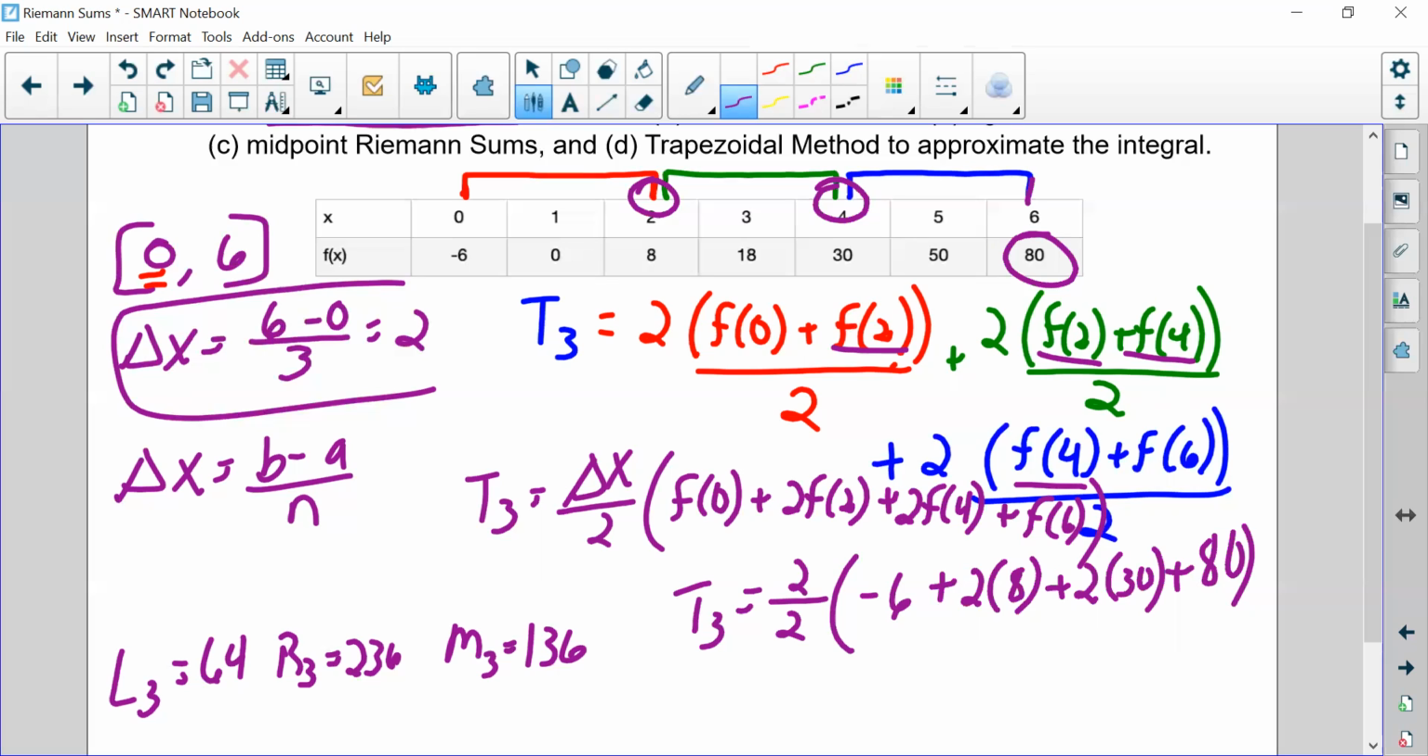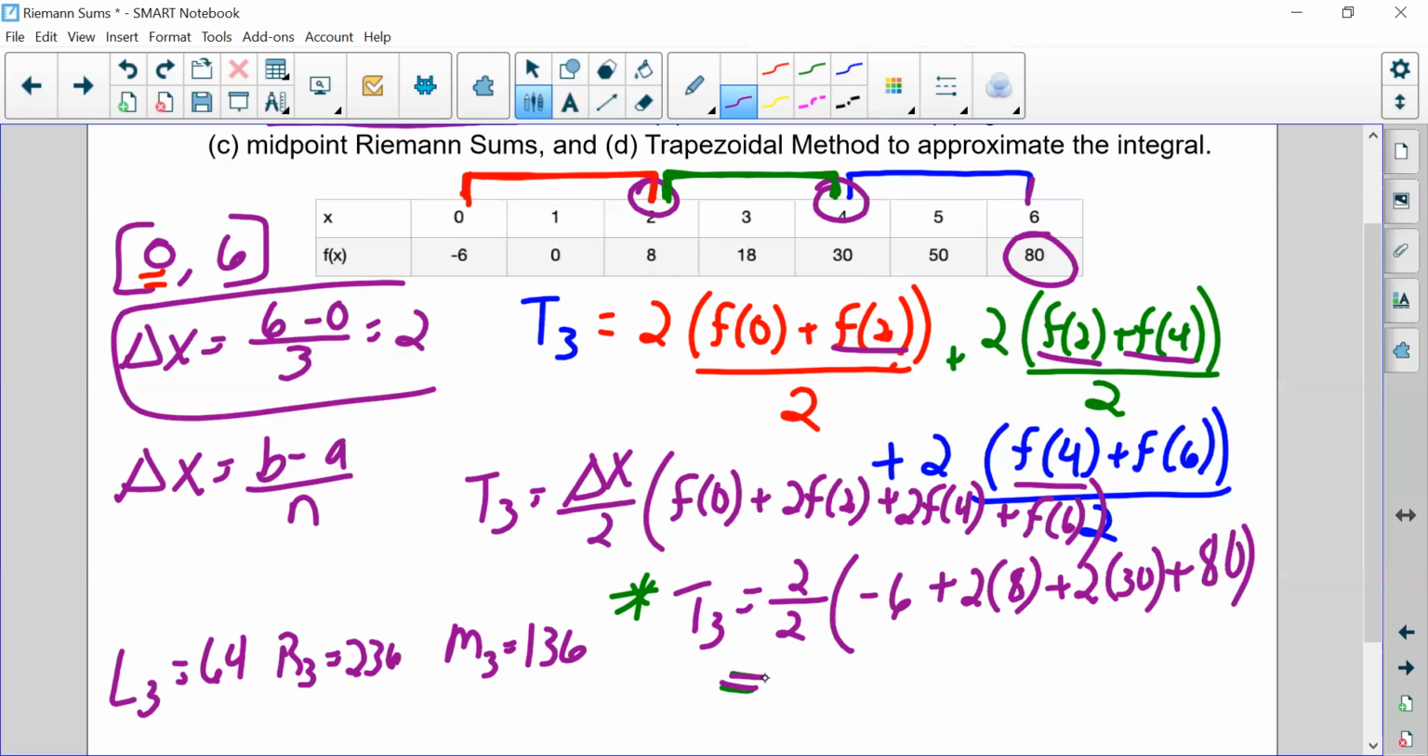Because for the red one, I have to take this height and this height, add that together and average it. The average I brought out. But for the green, I have to take this height again, and then this height. So each of the ones in the middle get doubled. This right here is the first thing that you have to set up after you find your delta x. And then you can just plug that in and get your answer.